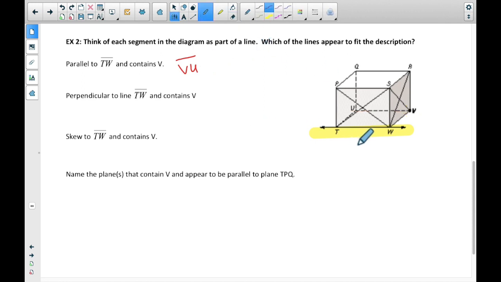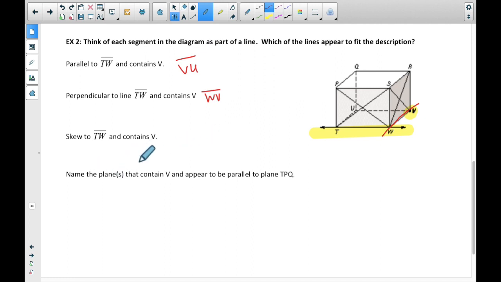Okay, perpendicular to TW and includes the point V. I need to get that V again. Perpendicular and contains that point. It does need to hit it. So it's going to be this one down here. It needs to hit the line. If it doesn't hit the line, it might be more skew than perpendicular. So we're going to say that one there. Okay, and that's our next question.